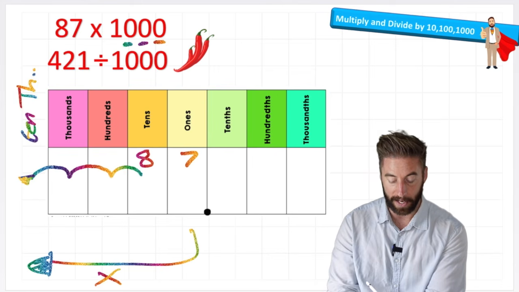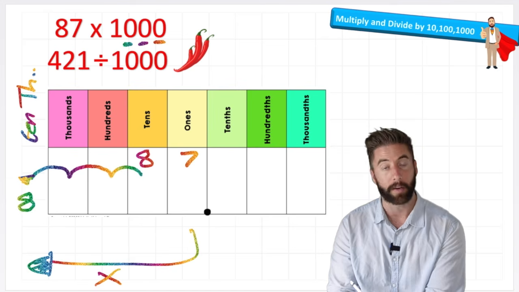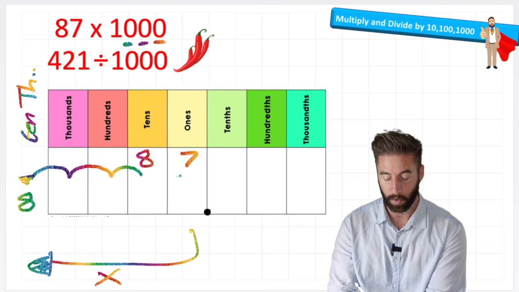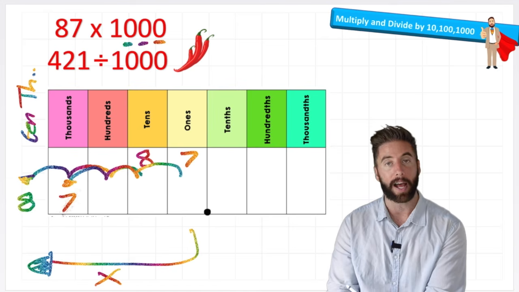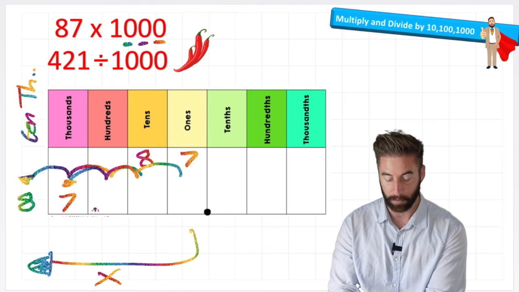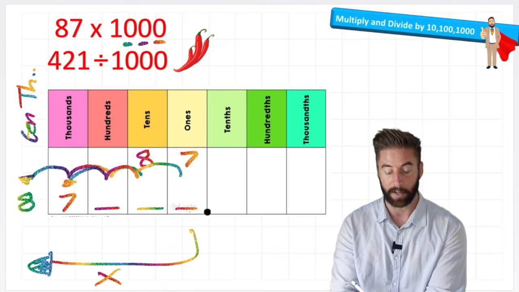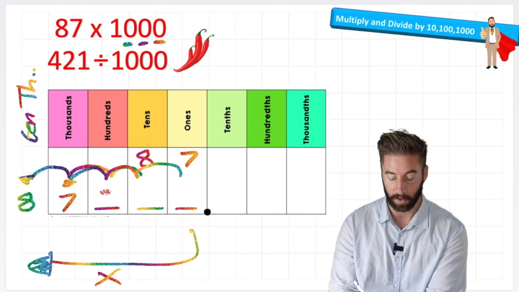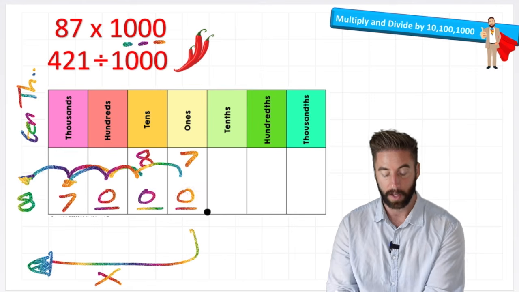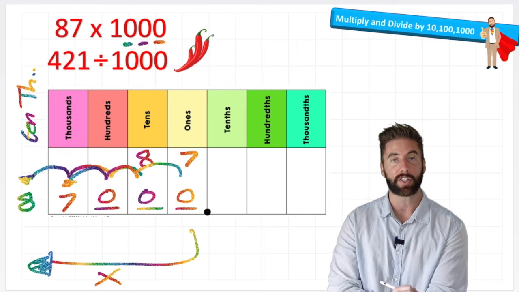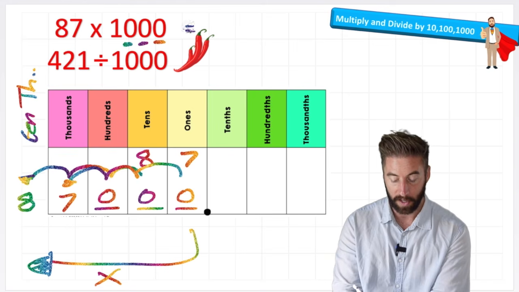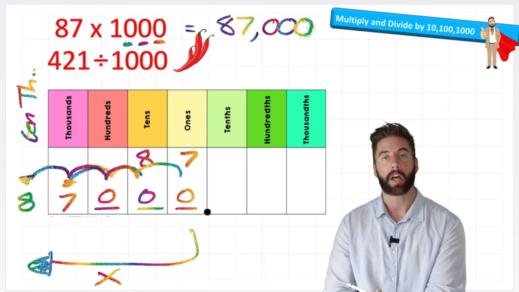Okay, so my 8 lands in here. I'm going to do the same thing to my 7. 1, 2, 3, and now I have these 3 gaps before my decimal that I now need to fill with placeholders. 1, 2, 3. So my answer to 87 times 1000 equals 87,000 and no decimals.